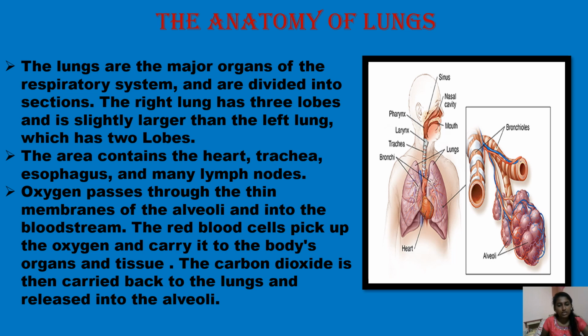Oxygen passes through the thin membranes of the alveoli and into the bloodstream. The red blood cells pick up the oxygen and carry it to the body's organs and tissues. The carbon dioxide is carried back to the lungs and released into the alveoli. The major parts of the respiratory tract are the sinus, nasal cavity, mouth, lungs, pharynx, larynx, trachea, bronchi, and heart. Bronchi include bronchioles and bronchioles include the alveoli.